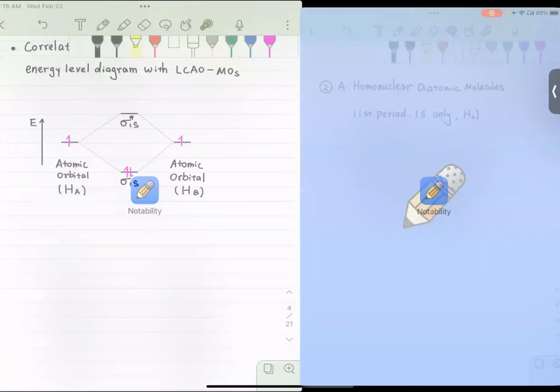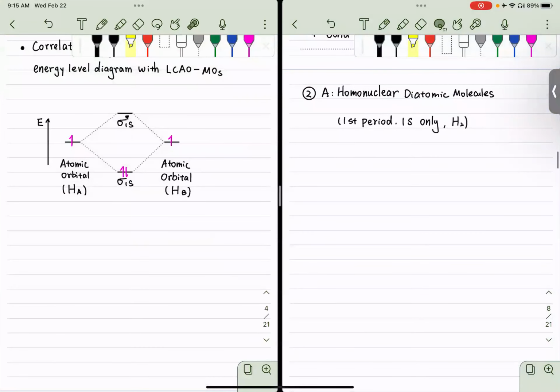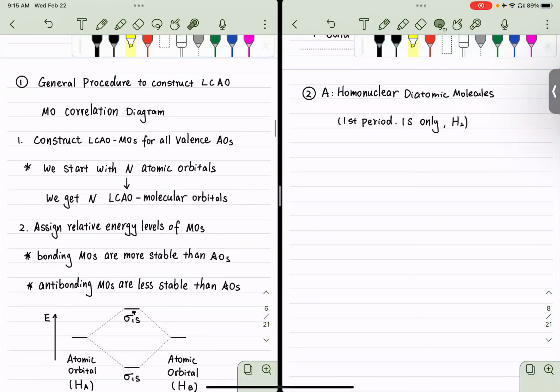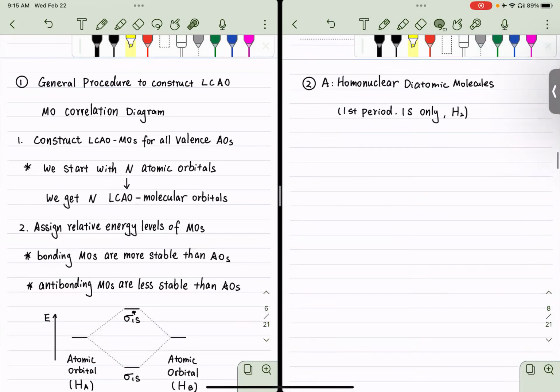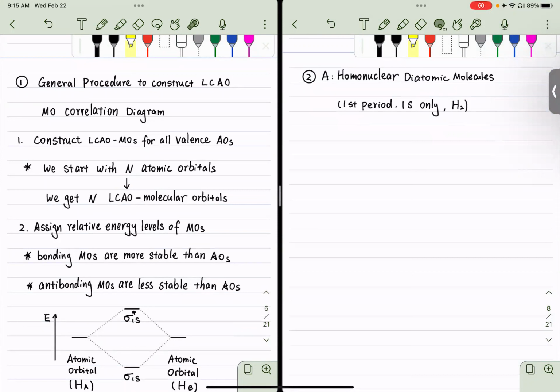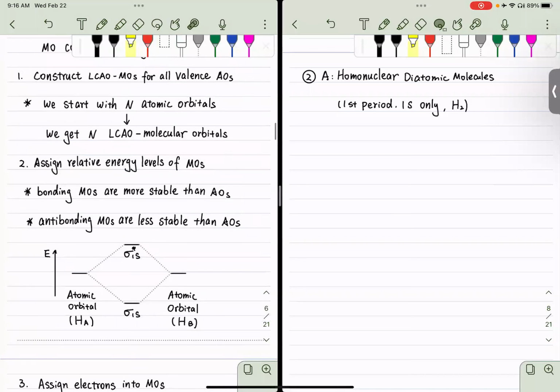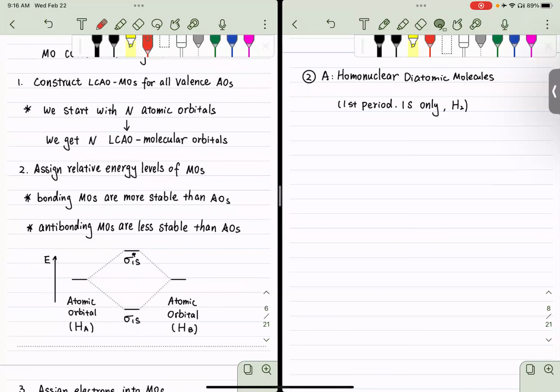And at the same time, I'll be drawing on the right-hand side. All right, so on the left-hand side, we have our instructions. And on the right-hand side, you'll see how we use these instructions to create a valid correlation diagram. Okay, so step one. What we have here is we want to construct the LCAO-MO for all valence atomic orbitals. So on the right-hand side, we're looking at H2 here.